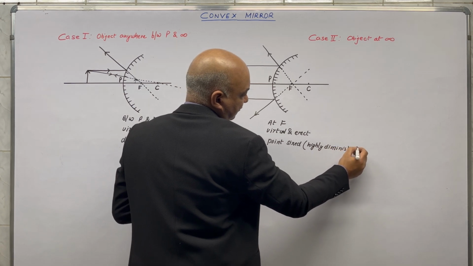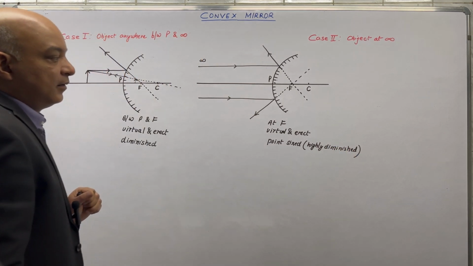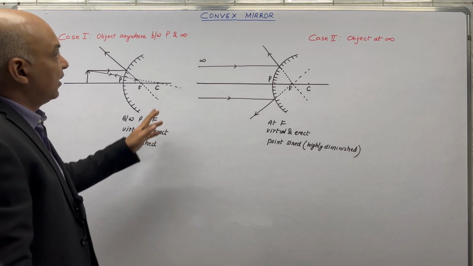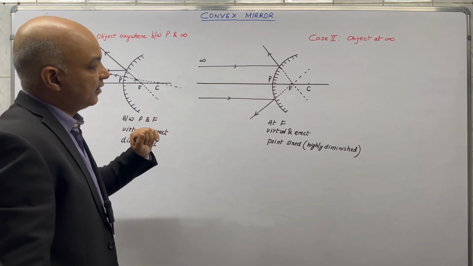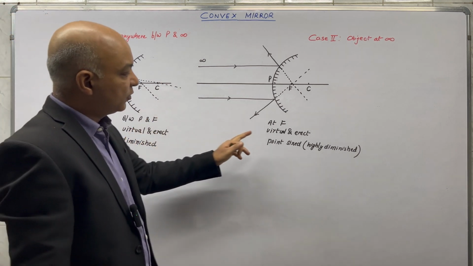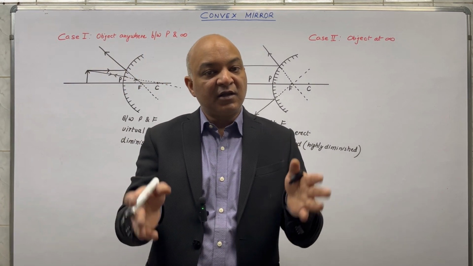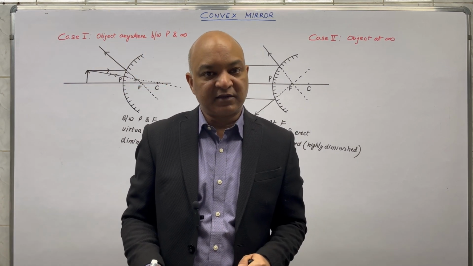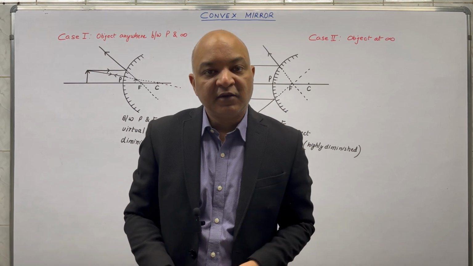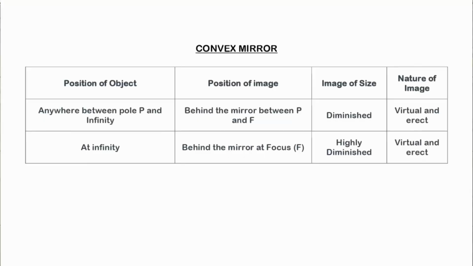So one thing is sure that in case of convex mirror, the image is always virtual and erect. And second thing is that it is always smaller than the object. Okay. So these are the different cases in case of spherical mirrors.